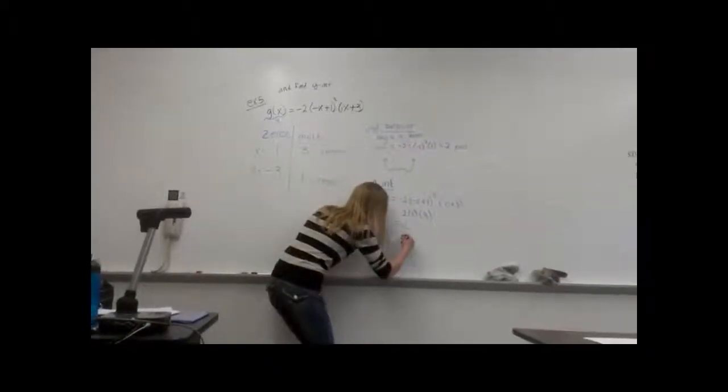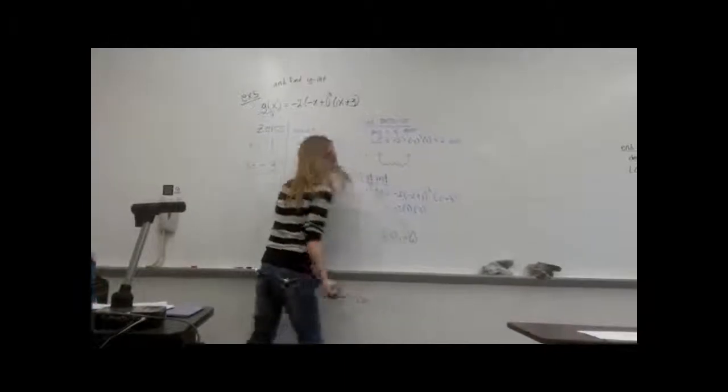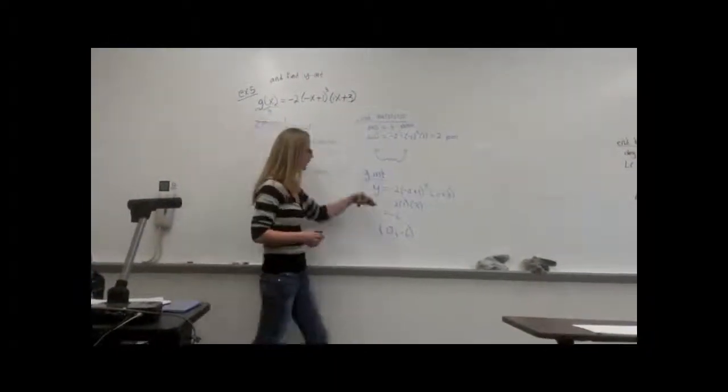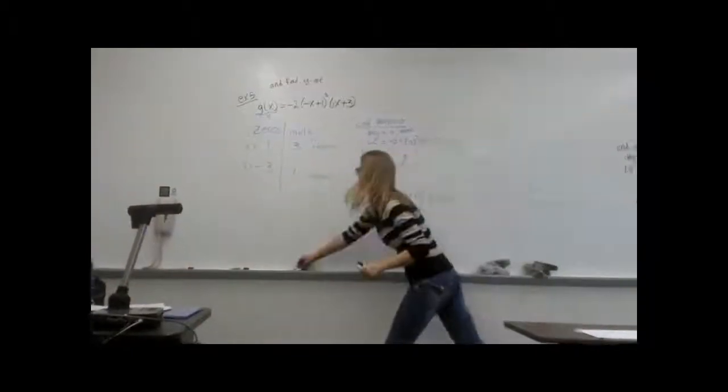Okay, sorry. So y-intercept, you write that as 0, negative 6. Right? So now I've got my zeros, my multiplicities, my end behavior, my y-intercepts. Now I'm going to graph. So let's do that.